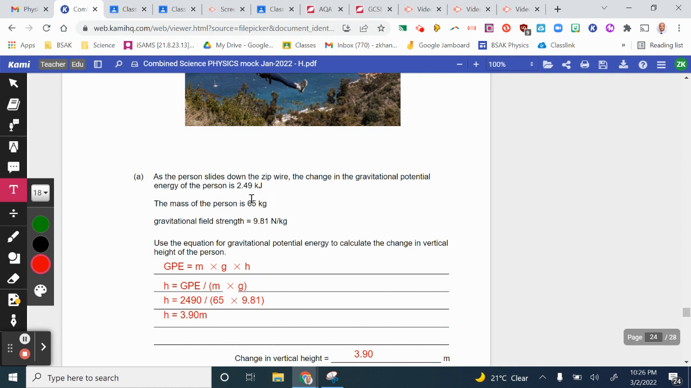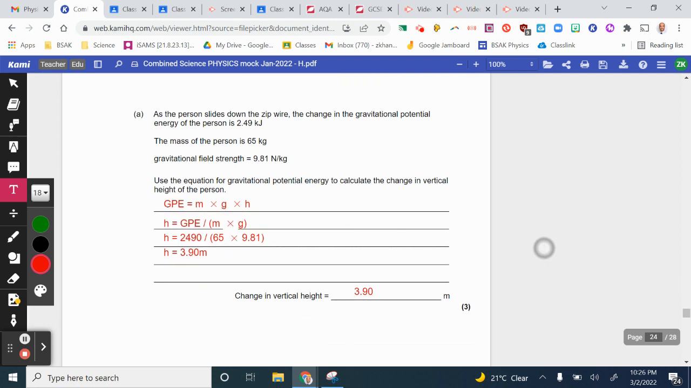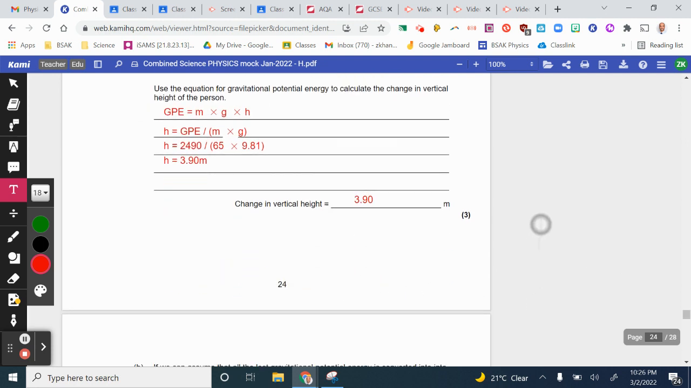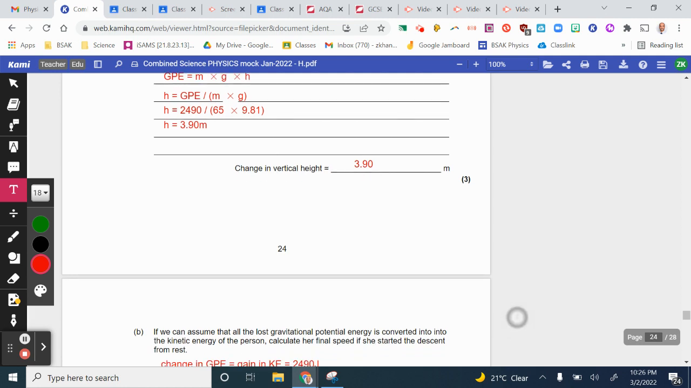So it's 2,490 divided by 65 kilograms, which is the correct unit, and 9.81, which is correct as well. And what we get is 3.9 meters. Okay, so that makes sense. They dropped a vertical height of 3.9 meters.